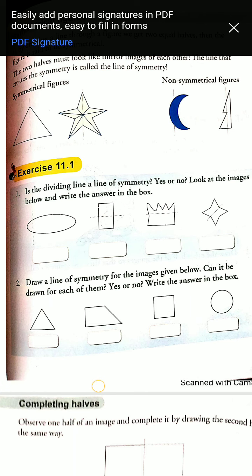They are asking, is the dividing line a line of symmetry? For symmetry we have to divide into two equal halves. Yes or no? Look at the image below. Now here, this is a rectangle. They drew a line here. Now tell me, is it equal? Yes, it is equal. That means this is a line of symmetry. Then we have to write yes here.